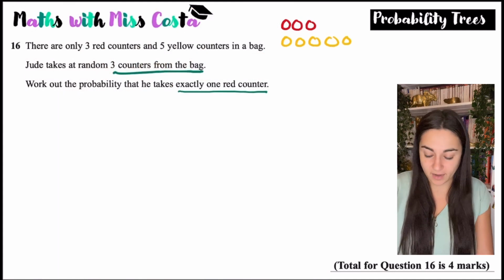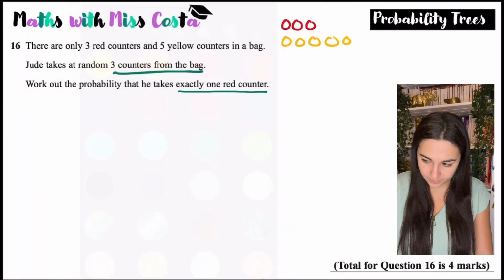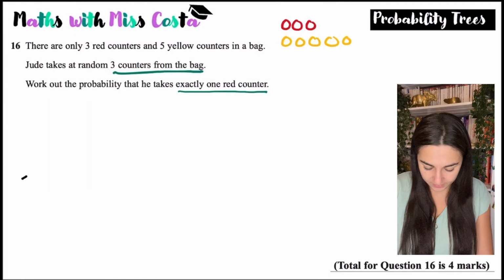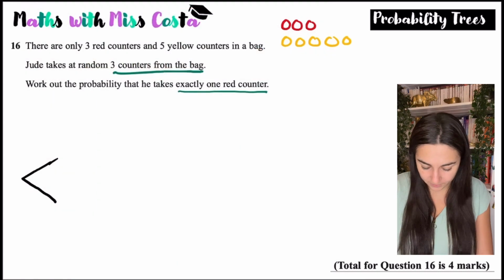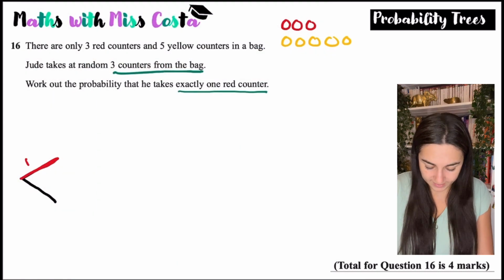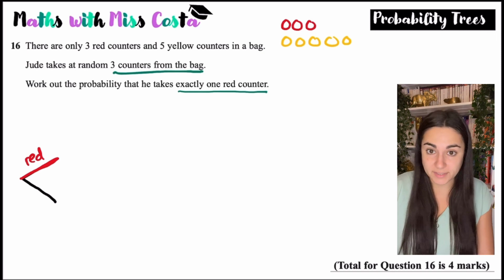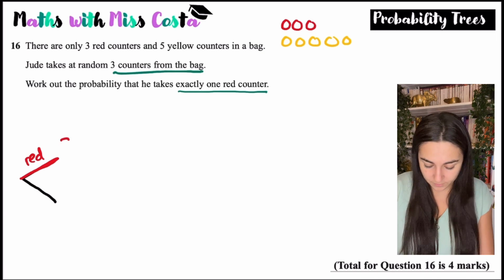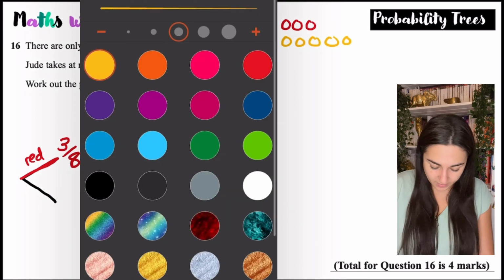So what I want to do is set up my probability tree. So I'll just set it up like a normal one. I'll just do it red and yellow. It'll just take a little bit more time. Okay, so I've got a chance to take a red counter first. What would the probability of that be? Well, I've got 8 counters in total and 3 of them are red. So the probability would be 3 over 8.